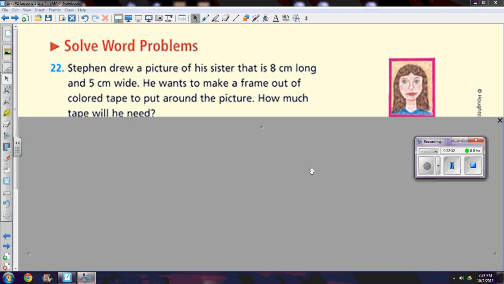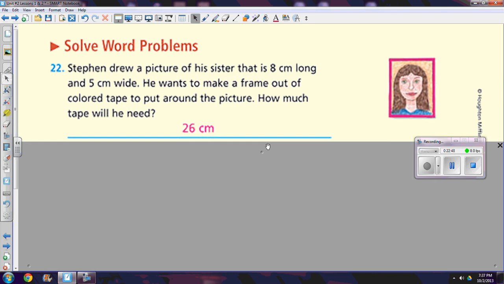So, you're going to put a frame around it, you're walking around it, so you have 5 and 8 and 5 and 8. So for number 22, you're really needing the perimeter. And to find the perimeter, you would add the 8 plus the 5 plus the 8 plus the 5. And because it's perimeter, it's just plain centimeters.